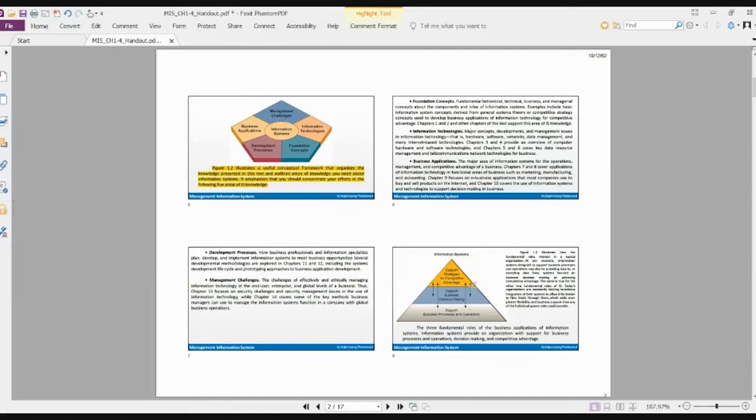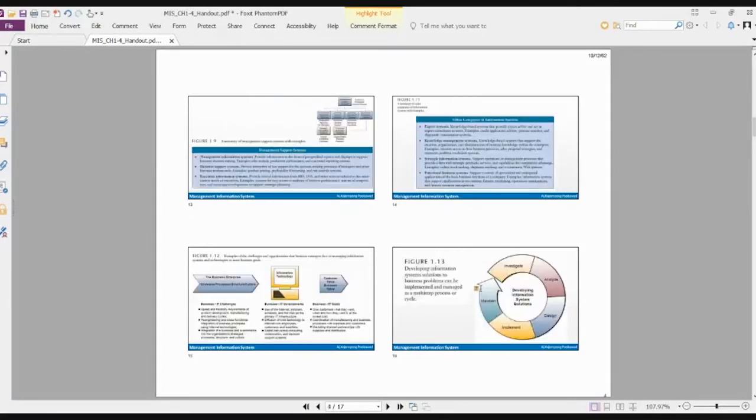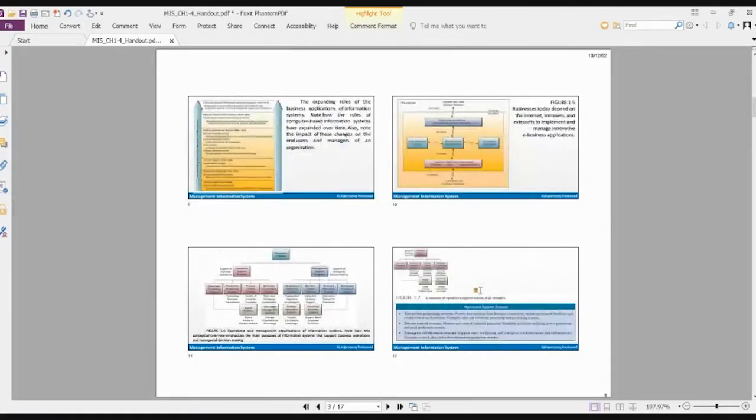Another one is the information system: how the data flows from each strategy to support each other, and don't forget to give an example. Give a reason and example for every question.